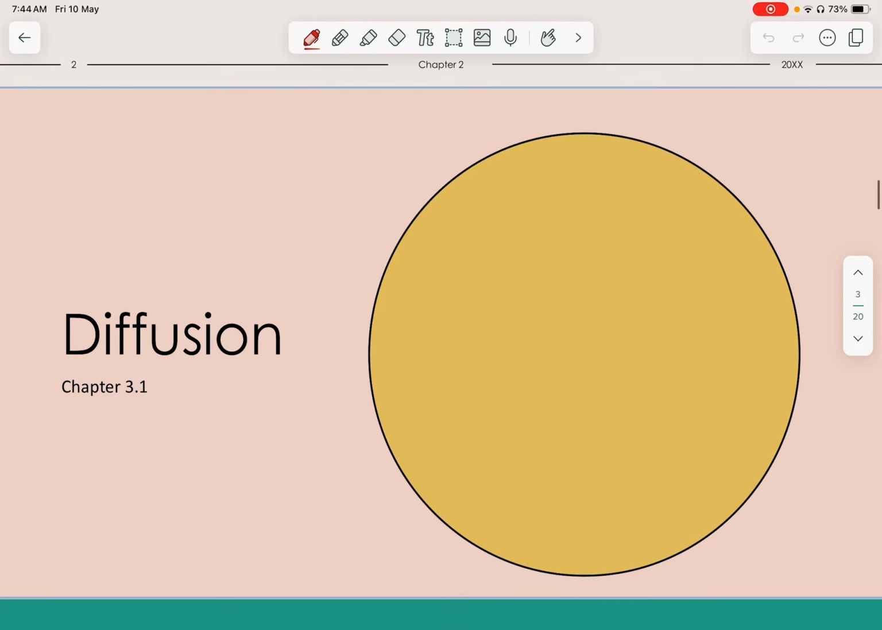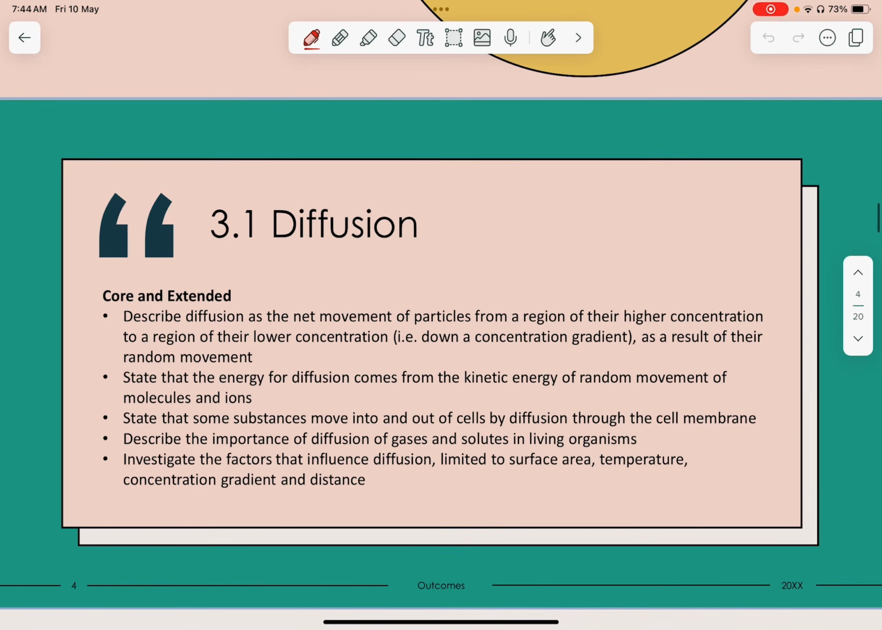So we're going to start off with diffusion, which is chapter 3.1, and the learning outcomes for today for both core and extended students is to describe diffusion and state that the energy for diffusion is derived from the kinetic energy of random movement of molecules and ions. State that some substances move into and out of cells by diffusion through the cell membrane. Describe the importance of gaseous diffusion and solutes in living organisms, and investigate the factors that influence diffusion, limited to the surface area, temperature, concentration gradient, and the distance.